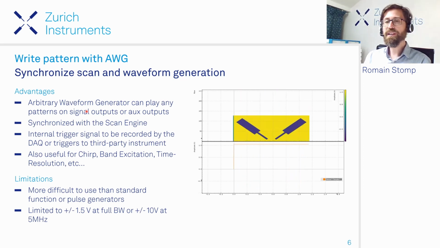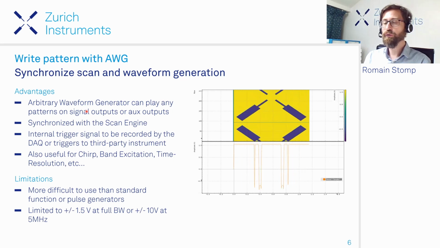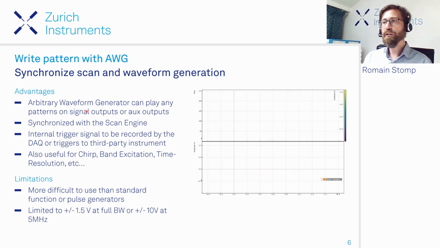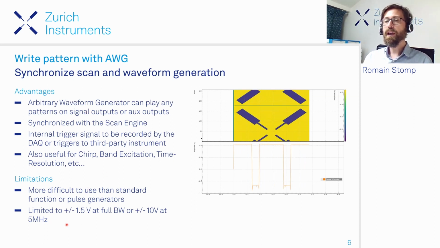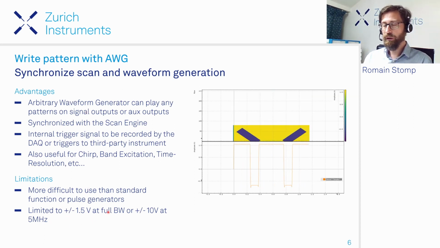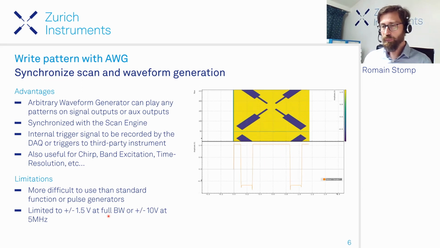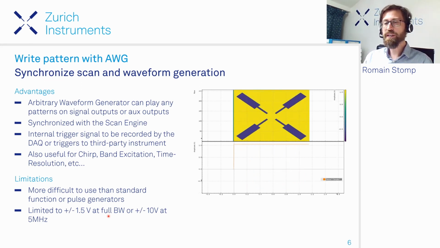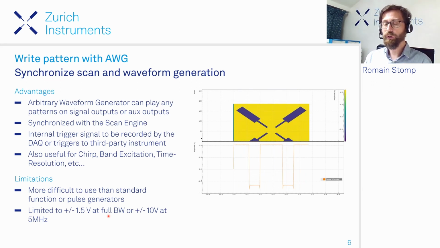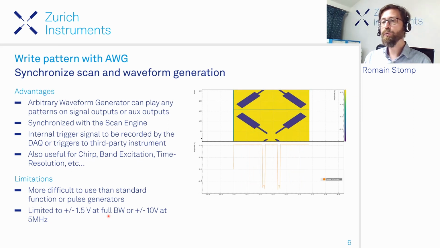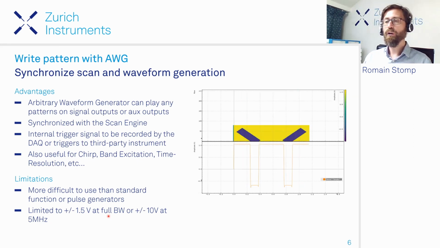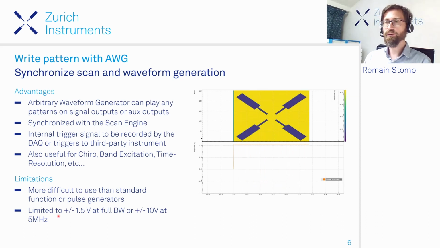Of course, this flexibility comes with a bit of complexity, so it's usually a bit more complex to use than a standard function or pulse generator, and also because you have a fairly high bandwidth, it samples at 1.8 gigasamples per second. It's limited to 1.5 volt on the signal output, but it can go up to plus minus 10 volt on the auxiliary output, but then limited to 5 megahertz.